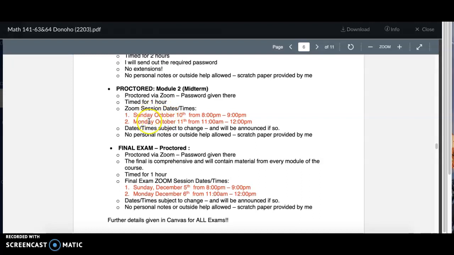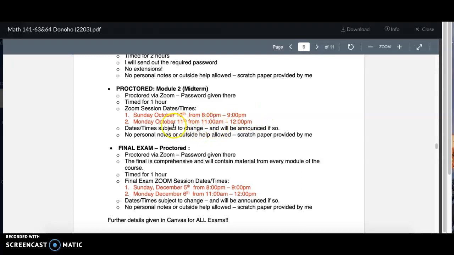So here are the two dates and times that this midterm is set for. You've got a weekend and a weekday option, and we have an evening and a daytime option. So there's Sunday, October 10th from 8 to 9 p.m. So a Sunday night. I have to wait until my kiddos go to bed. I'm hoping that this time frame works for that, when you can find a quiet space in your house. Or during the day on Monday, October 11th from 11 to noon. So those are the two sessions. You need to block off one of those right now in your schedule.